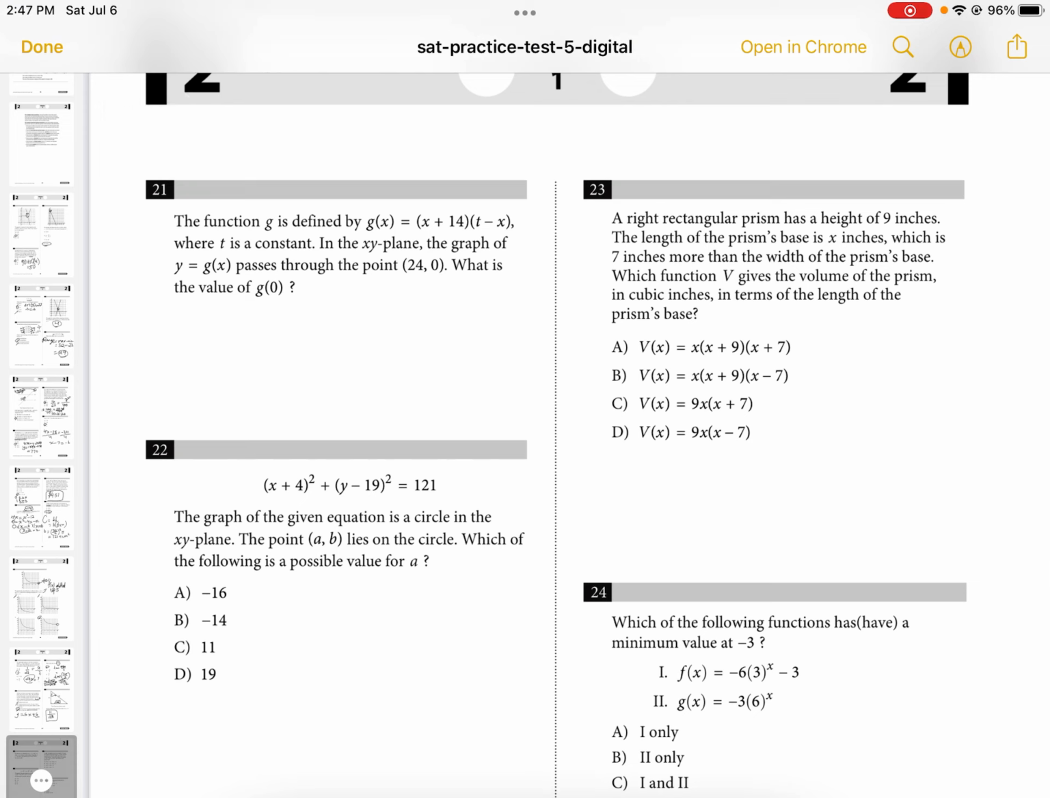Alright, number 21. The function g is defined by g of x is equal to x plus 14 times t minus x, where t is a constant, and in the xy plane the graph of y equals g of x passes through the point 24, 0. What is the value of g of 0?